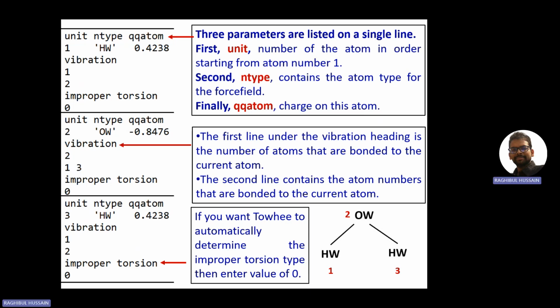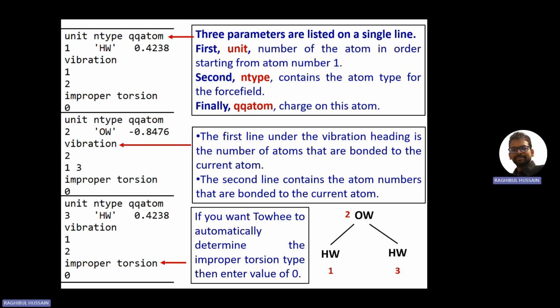See, also give numbering. Put a number. So let's say this is 1, 2, and 3. So for each simulation, draw the structure of your molecule, put the numbers and types. Now the first unit is 1. Unit 1 means this hydrogen. And what is the type? So I am defining a type HW.